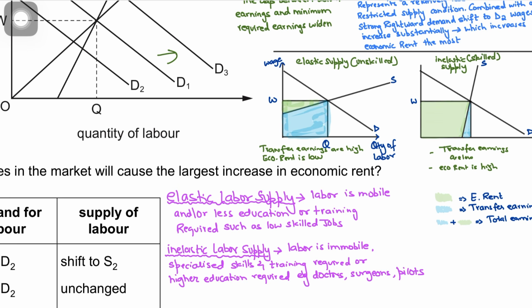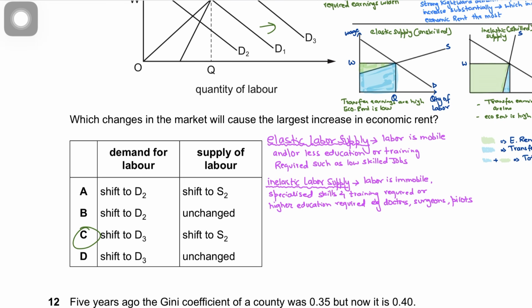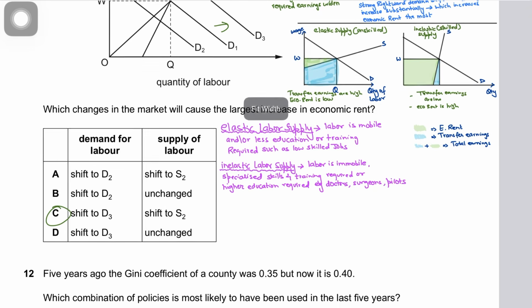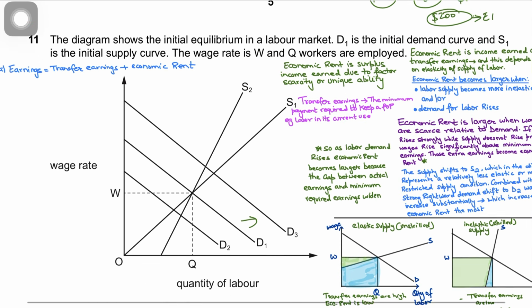While in the case of inelastic labor supply, when labor is immobile, specialized skills and training are required, or maybe higher education is required, let's say for doctors, pilots, surgeons, then definitely your transfer earnings would be low, but economic rent would be very high. So this question could very easily be reversed as well. They've asked about the largest increase in economic rent, they could easily ask about transfer earnings as well, right? So the answer to this question is C for Charlie.